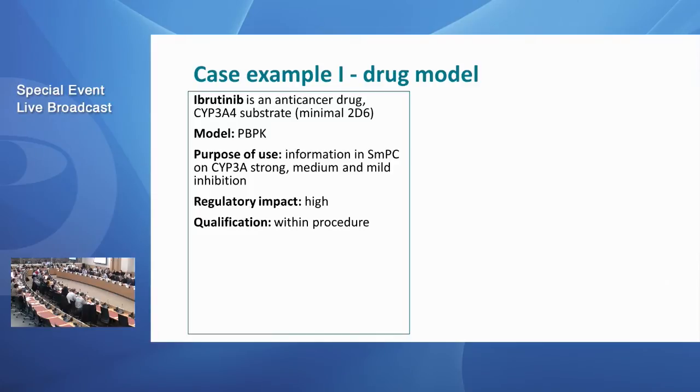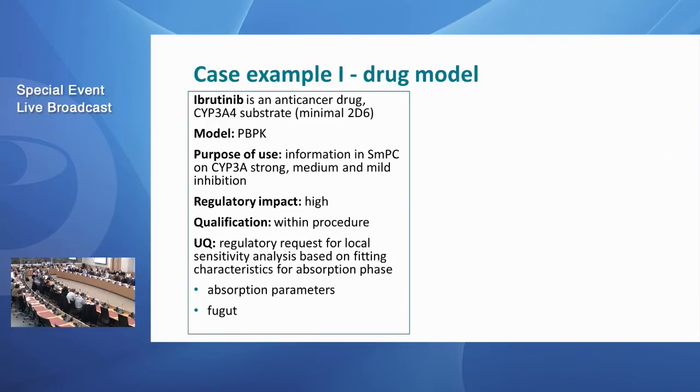But there was some request from the regulator because, looking at the fitting characteristics, it was clear that the Cmax was not described well. It was underpredicted. So there were some questions on the appropriateness of the absorption model of the PBPK model. So there was a request for local sensitivity analysis and to look into the sensitivity towards the absorption parameters and the FU gut. And the company came back doing these sensitivity analyses, inserting different values of the FU gut and trying to see the impact of that. The one in bold corresponds to the one that was used in the original model.